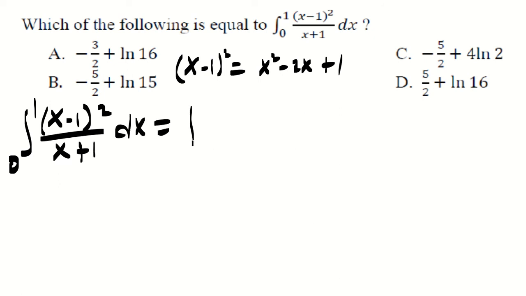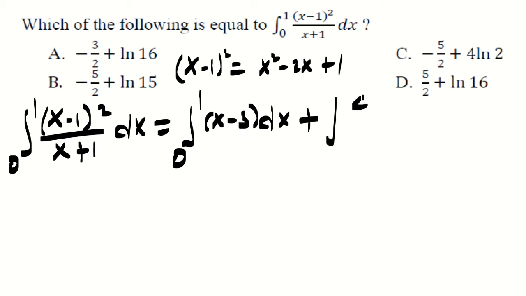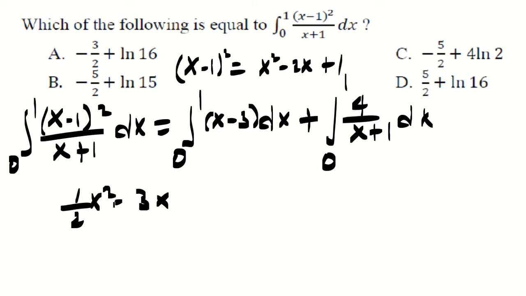can be written as the integral from 0 to 1 of x minus 3 dx plus the integral from 0 to 1 of 4 over x plus 1 dx. Now the integral of x minus 3, we can separate it. The integral of x will be 1 over 2 x squared, minus 3x. The evaluation is from 0 to 1 for each.